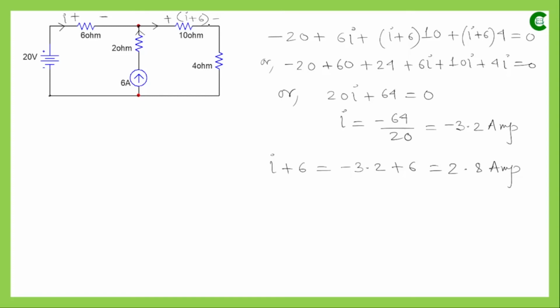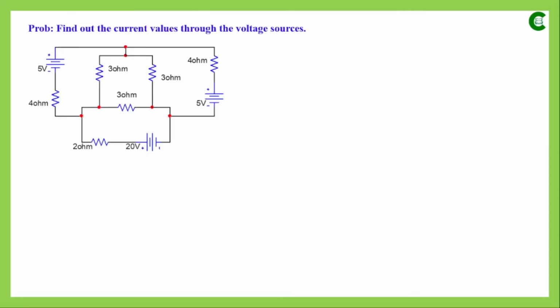So we wanted to find out how much current is flowing in this loop and in this loop. So through the 6 ohm resistor we can say that 3.2 ampere current will flow, but from right to left, and through this 10 ohm and 4 ohm resistors 2.8 ampere current will flow, and that is from left to right. Now we will move to the next problem, which is this.